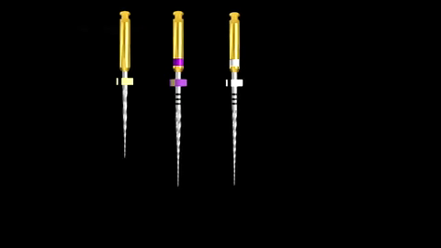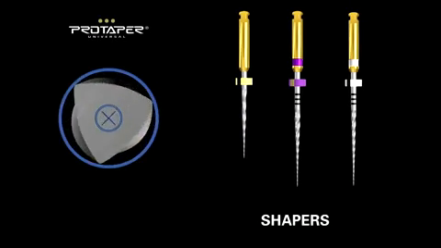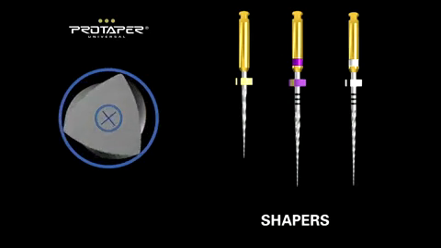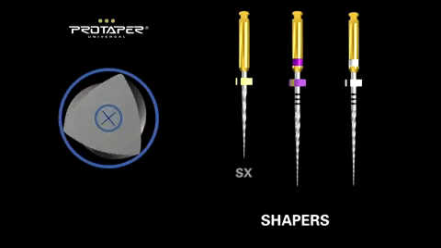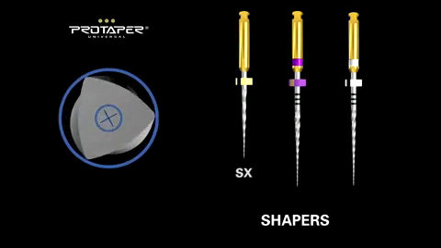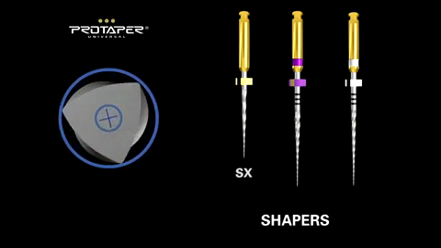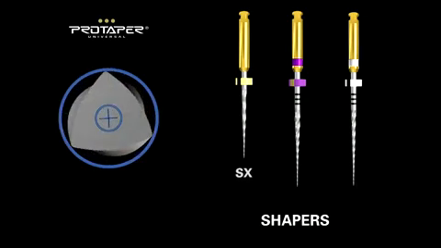Let's look at the shapers. The shapers have a convex triangular cross section, and there's three of them, but notice one is quite short. The file on the left, Shaper X, is only 19 millimeters long, and it's the industry leader for pre-enlarging canals. It can't possibly reach the apical foramen of most canals, so that's why we have two other shapers that are used to reach length, and that's the purple and the white.